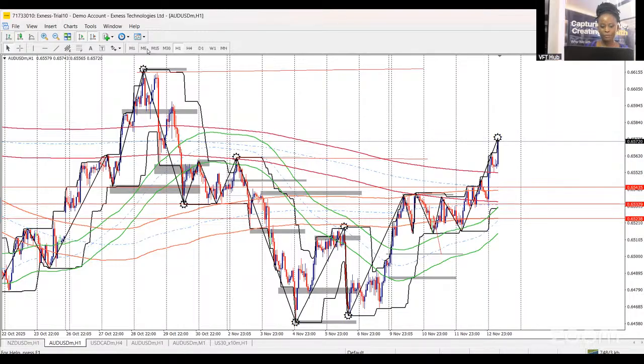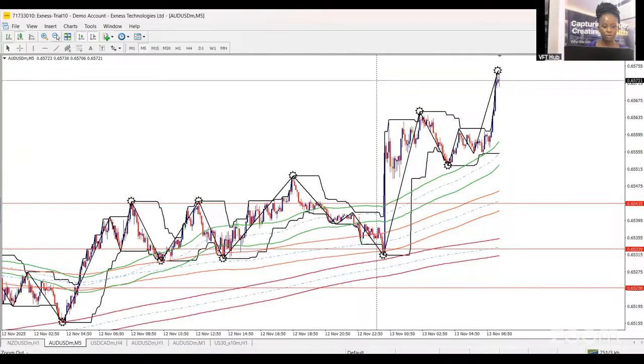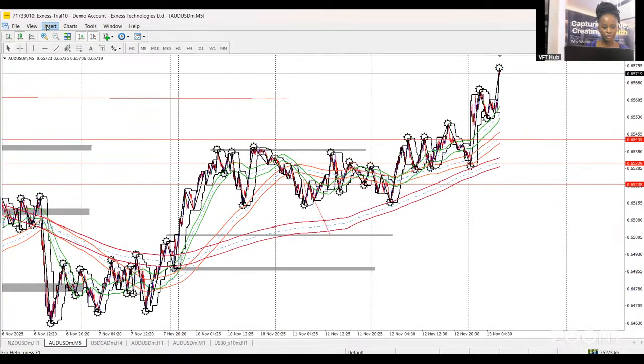Now we'll go on M5 to mark out yesterday's high and lows to see what price does at those points of interest.